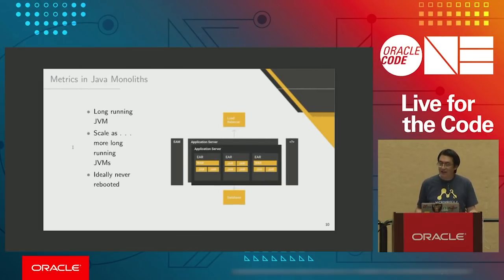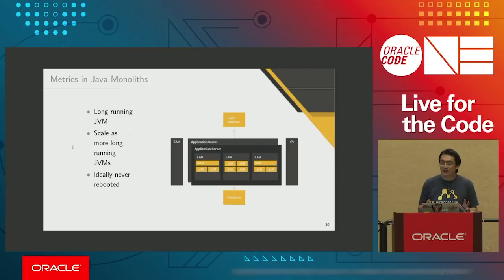Applications in monoliths have, for metrics, three particular characteristics. The first one is that you will be deploying the application into the application server. So you basically have long-running JVM processes. And it doesn't matter if you want to scale it with a cluster. You will be running a long-running process, in another instance, another long-running process, and you will be scaling by basically copying the entire application server with all the set of applications. And basically, you will try to never reboot the application server.